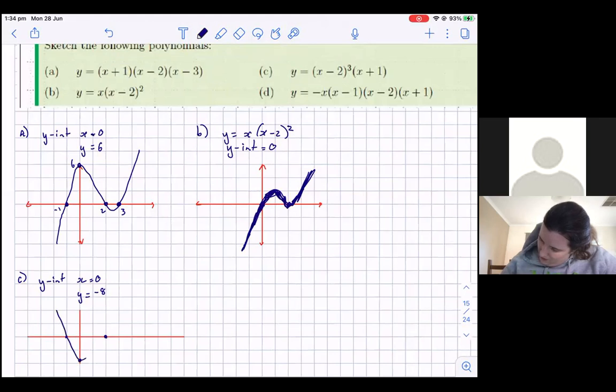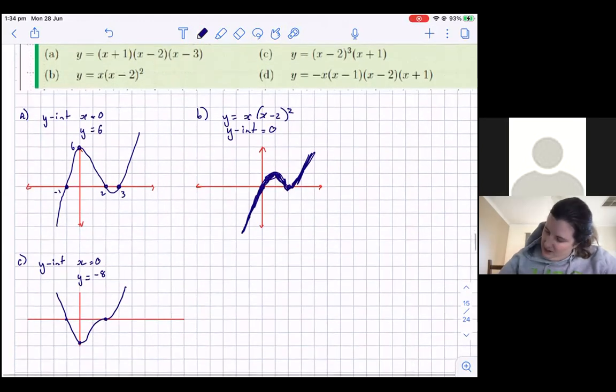Must have to go that way. And now because that's cubic, it's going to look like that at the x take 2 cubed. And D, well, y-intercept, we make x equals 0. So y is going to come out as 0 as well.